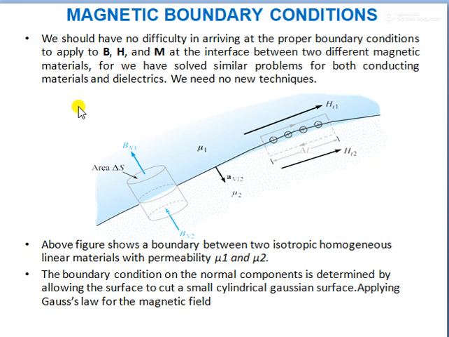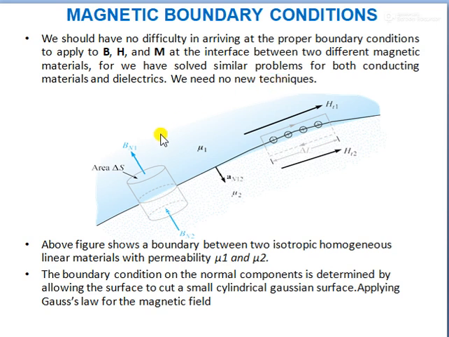Now you can see over here, we should have no difficulty in arriving at the proper boundary conditions to apply to B, H and M at the interface between two magnetic materials, for we have solved similar problems for both conducting materials and dielectrics. So we need no new techniques. It is the same as we discussed in the electrostatic field, hence we don't need any new technique.